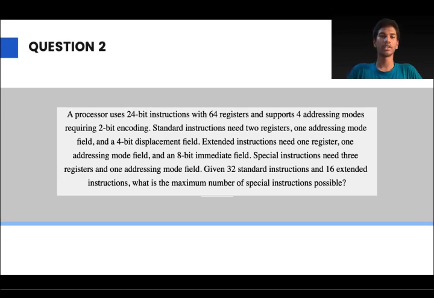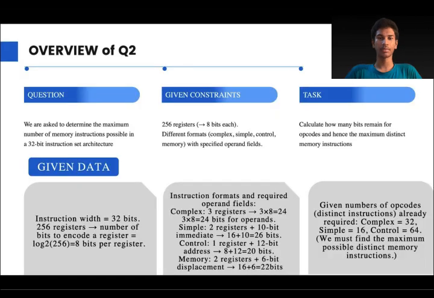So the question is telling us to solve the 32-bit instruction encoding problem and to show how many distinct memory type instructions can be supported. Let's first analyze the data that was given in the question. So we have 32-bit instructions and 256 registers. Each register index needs 8 bits because 256 is nothing but 2 power 8.